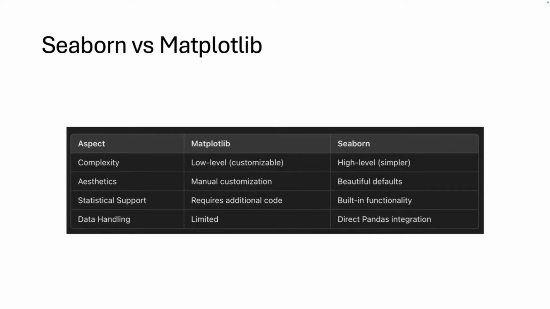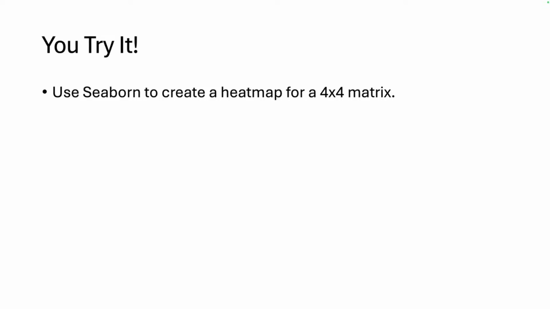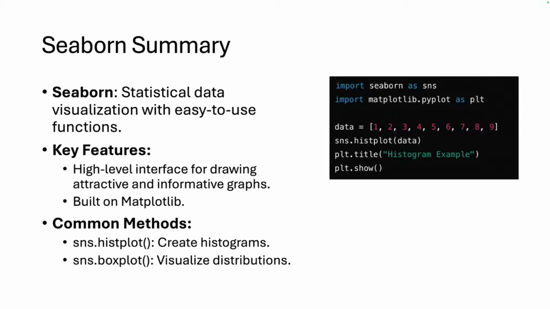Matplotlib is low level, customizable. Seaborn's maybe high level, maybe a little bit simpler, maybe not. Seaborn is a lot more aesthetically pleasing. I found, at least personally, Matplotlib charts are kind of okay. And Seaborn has a lot more built-in functionality and some direct pandas integration. So a lot of people like Seaborn better. I think Matplotlib's a little more widely used, so we're going to explore that first, and then I'd recommend Seaborn after that. Okay, cool. We did get through it all.